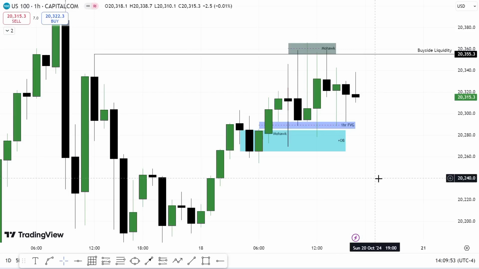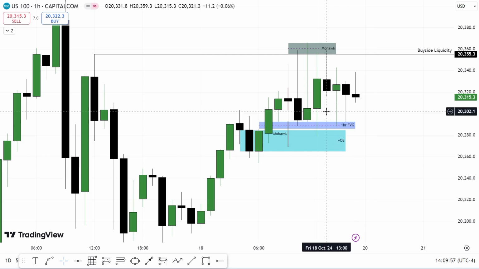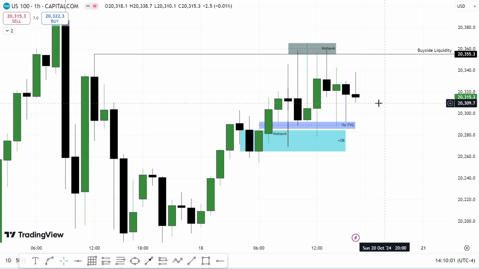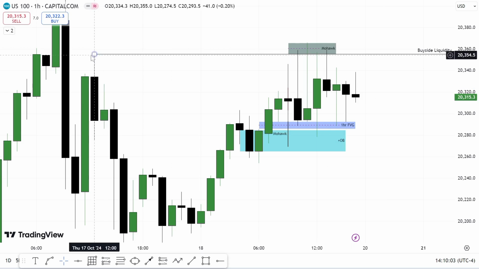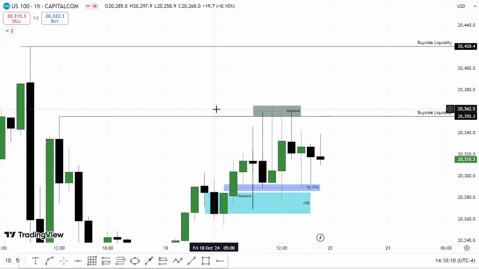So this is going to be a quick review and study of Friday's price action. Friday's date was 18 October 2024. So we had this previous day buy side liquidity resting just above here. So this is the 1 hour buy side liquidity. So I really was expecting it to trade to this level here.